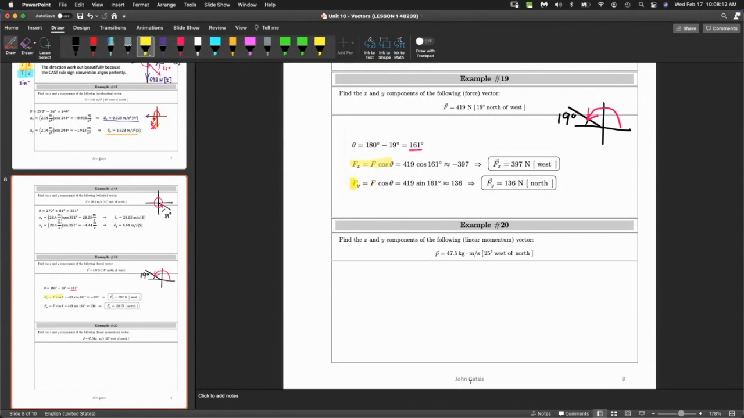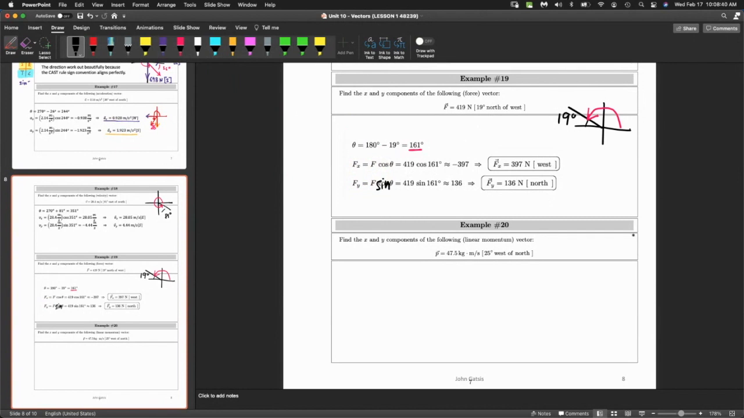These are always the same. It's always cosine. That's a typo there. Sorry, I'll fix that typo. So you get that component, and then after that, you're good to go. So you see here that we have a negative in the x direction, which makes it west, and a positive in the y direction, which makes it north.